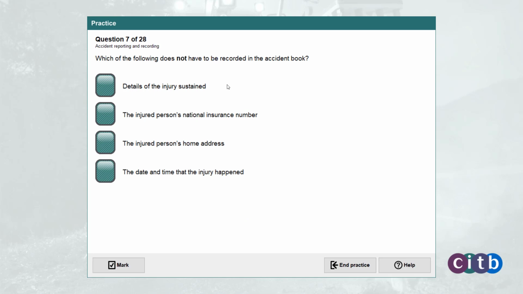Which of the following does not have to be recorded in the accident book? Details of the injury sustained. The injured person's national insurance number. The injured person's home address. The date and time that the injury happened.